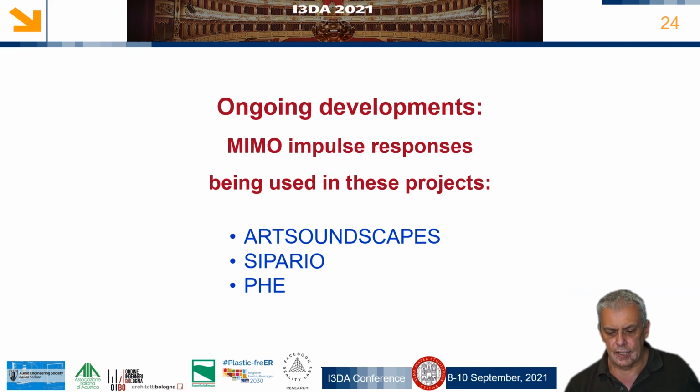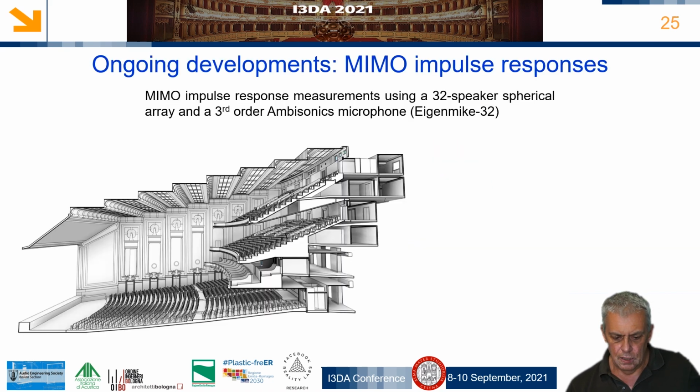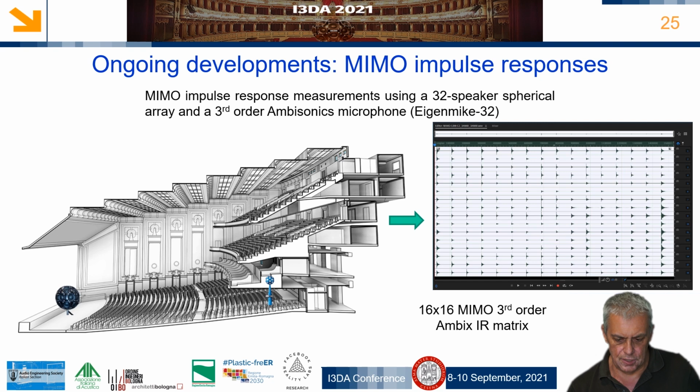Now we go to the 3 research projects which are currently ongoing: Art Soundscape, Sipario, and Fe. All these projects are on archaeoacoustics, so measurement and acoustical rendering of archaeological sites. Here again we see a historical concert hall, but now instead of an unidirectional source we use a loudspeaker array capable of generating prescribed directivity of the sound source. And again we use an eigenmic as the receiver.